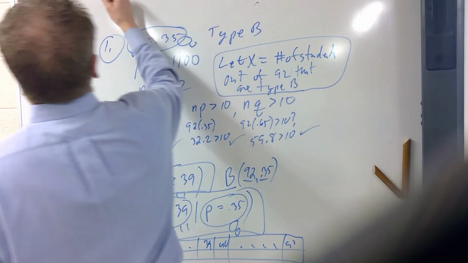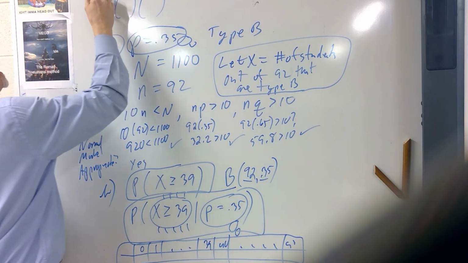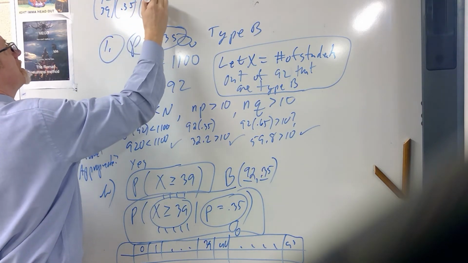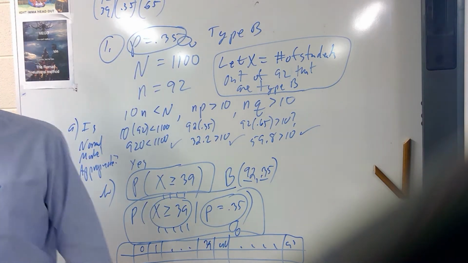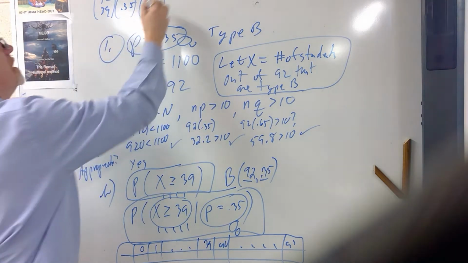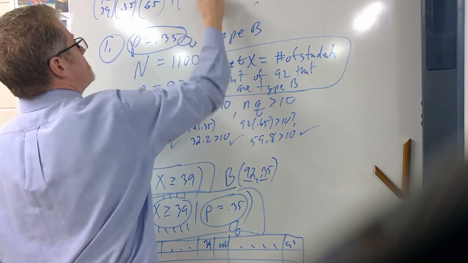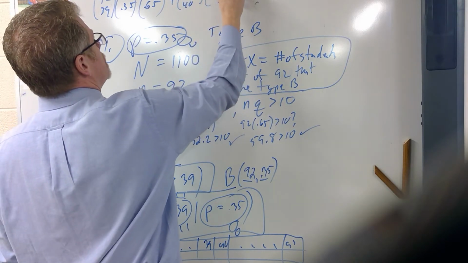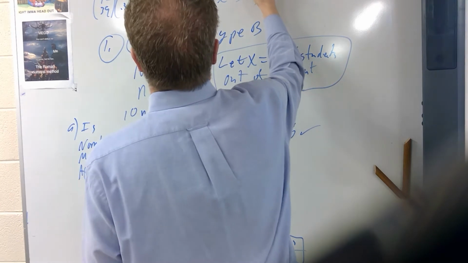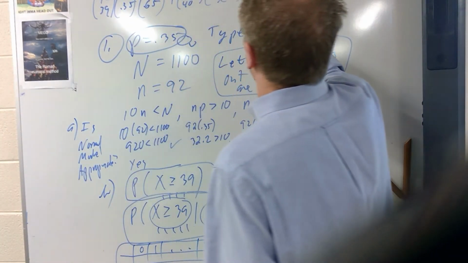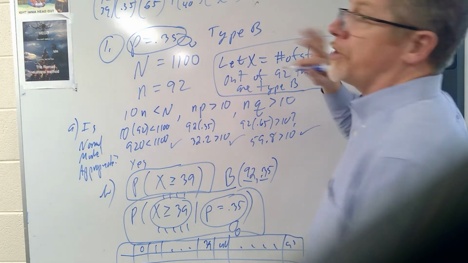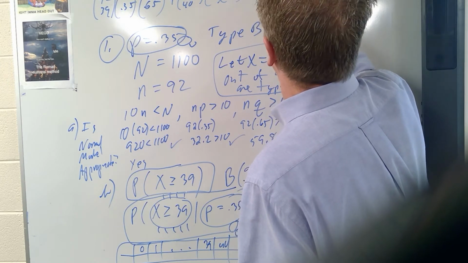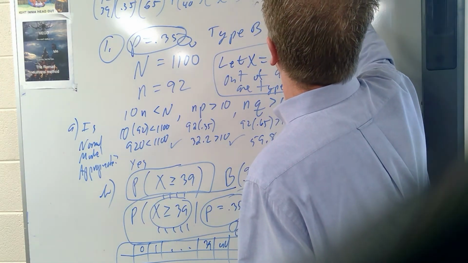So the X equals 39 triplet will be 92 choose 39, .35 to the 39, .65 to the, what is 92 minus 39? Have you done that already? It's 53. 53, okay. The second triplet would be plus 92 choose 40, .35 to the 40, .65 to the, these are going down, so it would be 52, plus dot dot dot, and then the last triplet, the third triplet you have to write, would be 92 choose 92, .35 to the 92, .65 to the 0.